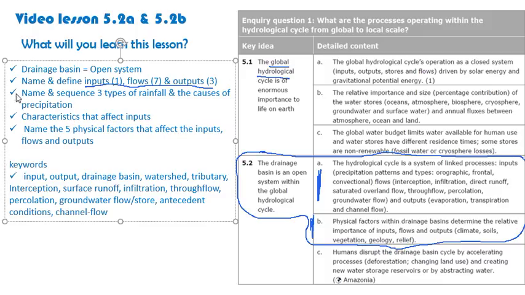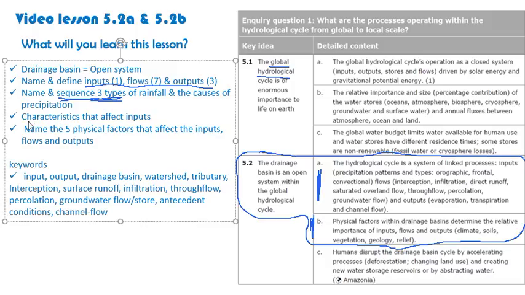We're then going to focus on inputs for quite a while: the different types of rainfall and what causes rainfall and precipitation. We're going to be able to sequence and explain the 3 different types and have an idea of where the 3 types of rainfall would happen as well. That will take quite a while.